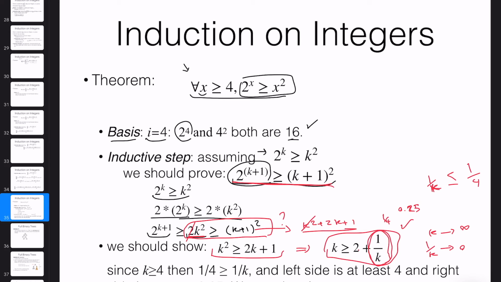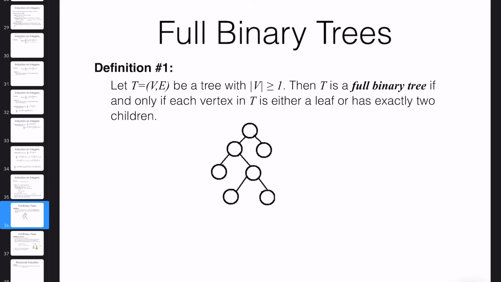So this is obvious that k is greater than 2 plus 1 over k, because it means that k is going to be greater than 2.25, which is true because k is greater than or equal to 4. So we are done with this proof. The next example is going to be an example of an inductive proof, a structural induction.